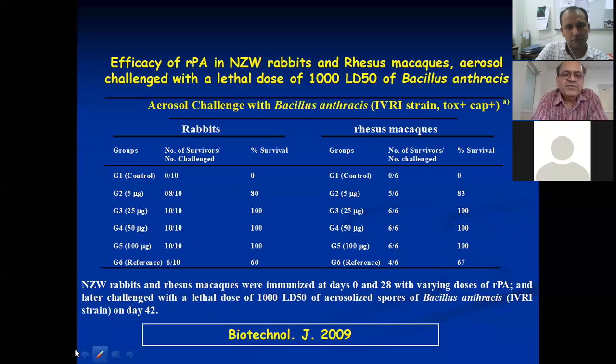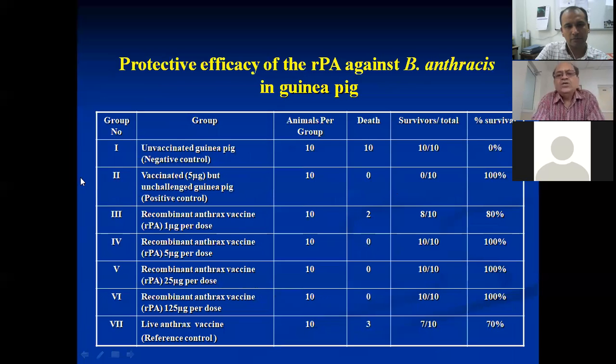So we wanted to check whether guinea pigs are also protected or not. Let me tell you, mouse is a very sensitive model because only 5 spores can kill a mouse. So any vaccine which gives you good protection in the mouse model is going to give better protection in the guinea pig model, and even better protection in the rabbit model as well as the monkey model. So we went step by step.